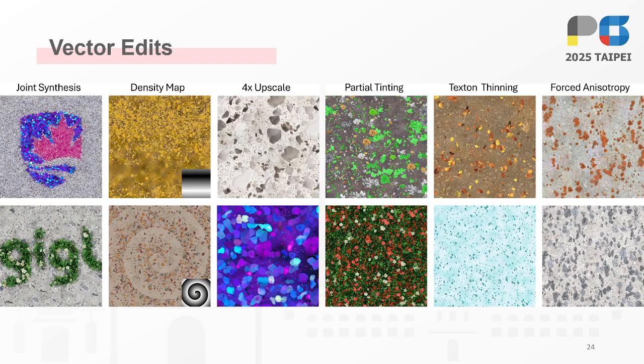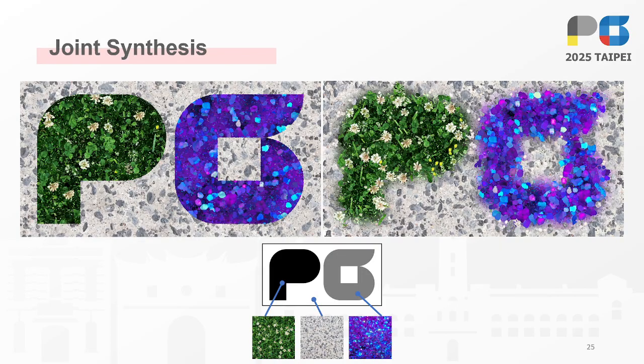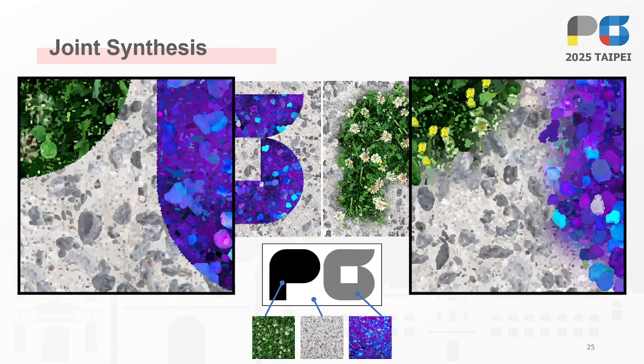And now we discuss some vector edits made possible through our vector representation. In joint synthesis, the user provides an exemplar map, which tells the synthesizer which exemplar to sample from. On the left, we show something created with a simple mask from our map, and on the right, we show an example of our joint synthesis. If we zoom in, you'll see that our raster baseline cuts off textons, and there's a hard transition between the two texture areas. Whereas in our joint synthesis on the right, you can see smooth color transitions between the different regions, and there are no textons that are cut.